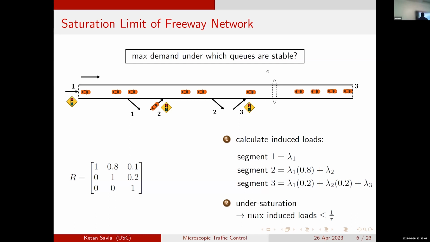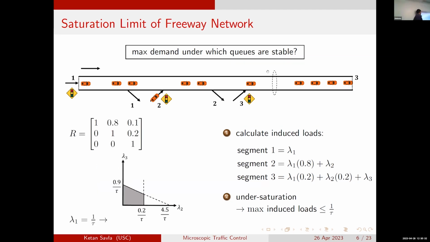the maximum demand that can be handled by this section will be the saturation flow, similarly here. And that's what I'm denoting by 1 over tau. If you remember, tau was the time headway that the vehicles have to maintain. The inverse of that is the capacity. So each one of these quantities has to be less than or equal to 1 over tau. That specifies to me the combinations of lambda 1, lambda 2, and lambda 3 that can be tolerated by my system.